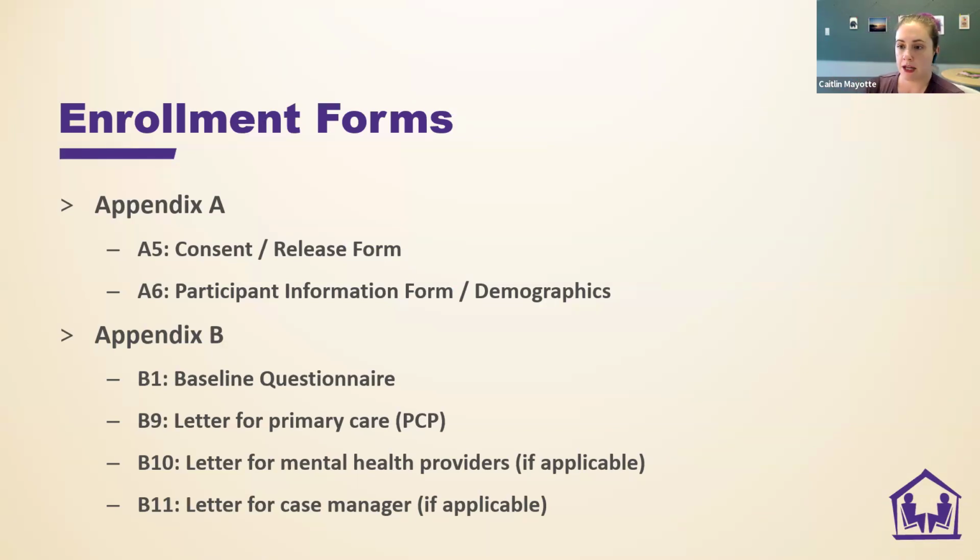Okay, so enrollment forms in Appendix A: we have the consent and release form and the participant information form, which is demographics. These are optional forms. It's okay for coaches to use the forms that they already have, whether that's for consent or demographics. We have created these as tools for organizations who don't already have forms like this in place, but a lot of times the coaches are coming from organizations where they're at least collecting some of the information, and so they can supplement what they're doing. It doesn't have to be these forms.